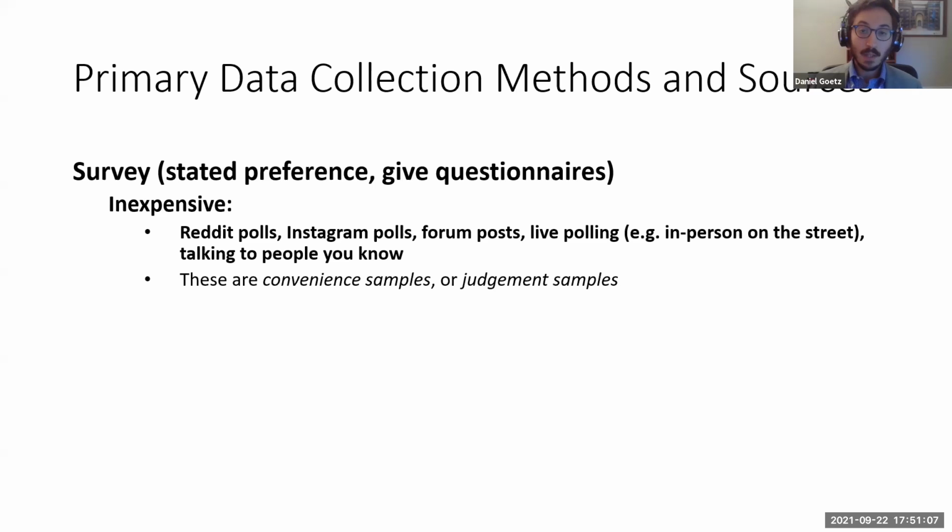These kinds of inexpensive survey methods are what's called convenience samples or judgment samples. Convenience samples for obvious reasons. You're just getting people where it's really easy to get them. These are very accessible to you. All of your Instagram followers, you can poll them very easily, right? Are they representative of the population at large? Do they represent a good cross-section of all the people out there? No. But maybe they're the most relevant sample for you, right?